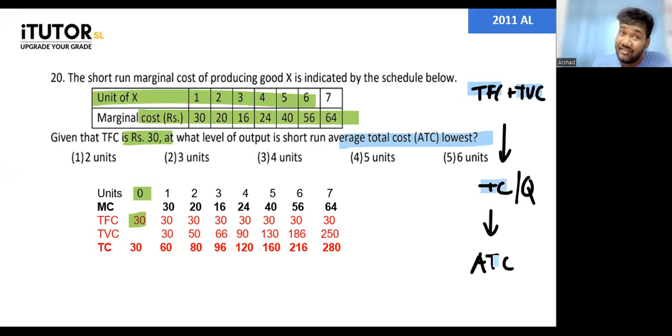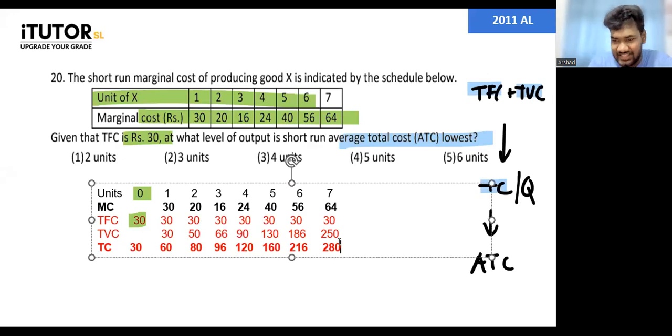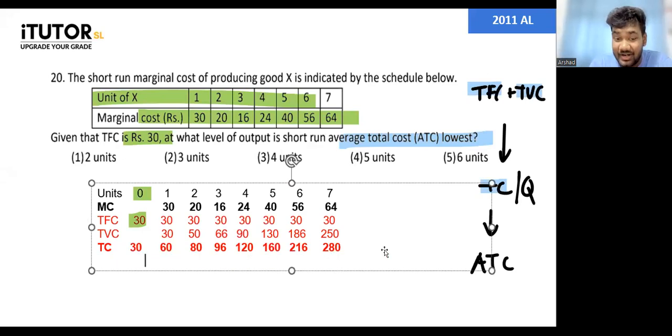Now, how do you find average total cost? Total cost divided by the number of units. So tell me, how do I get these numbers now? When I'm producing 0, I don't have to find. When I'm producing 1 unit, average cost is 60. So 60 divided by 1. Here it is 80 divided by 2. Here it is 96 divided by 3. Here it is 120 divided by 4. Okay, so likewise it goes on.